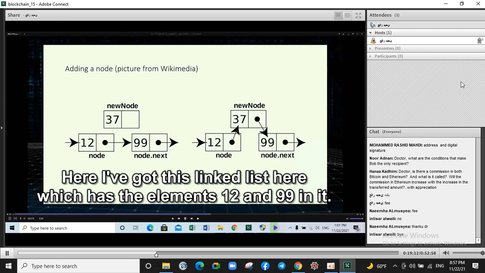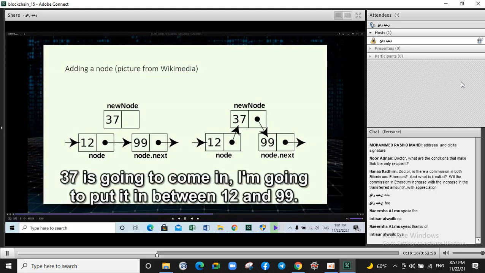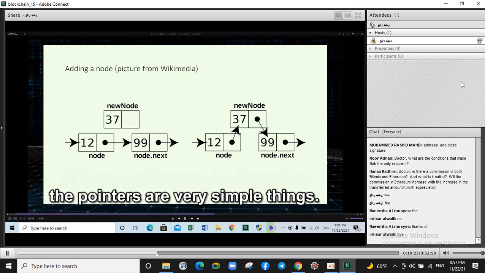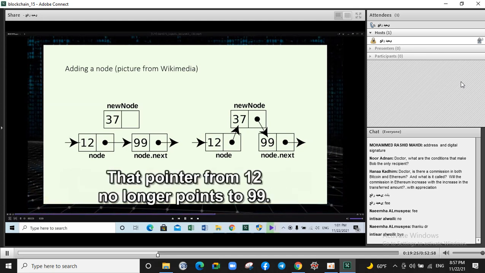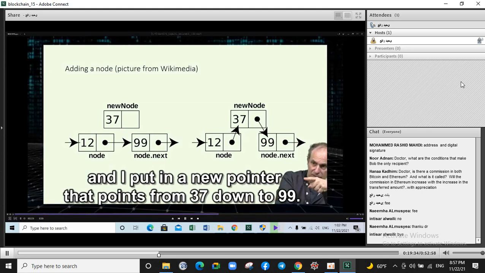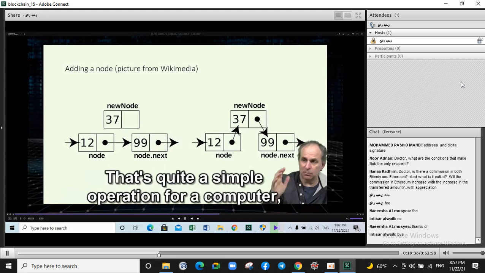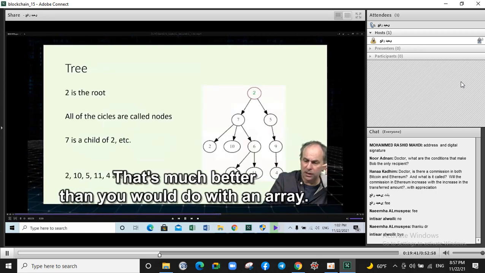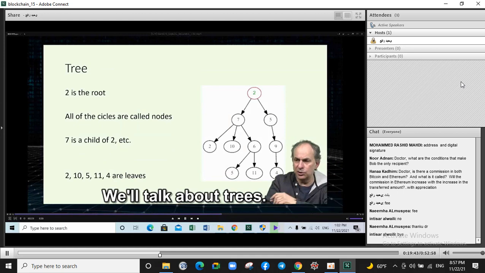I sort of feel that it's a cheat to use their pictures on the one hand, but they are better. So here I've got this linked list which has the elements 12 and 99 in it. 37 is going to come in. I'm going to put it in between 12 and 99. All I've got to do is change those pointers. The pointers are very, very simple things. So that pointer from 12 no longer points to 99, it now points to 37, and I put in a new pointer that points from 37 down to 99, and that's quite a simple operation for a computer. So that's a really good thing. That's much better than what you can do with an array.